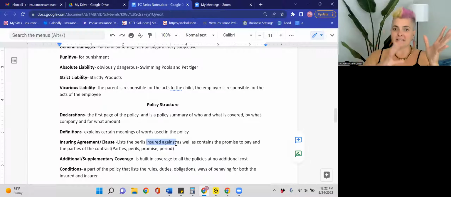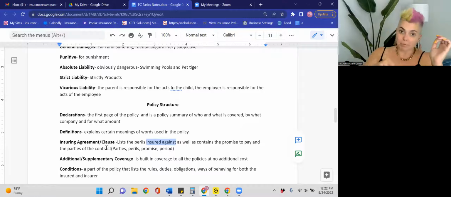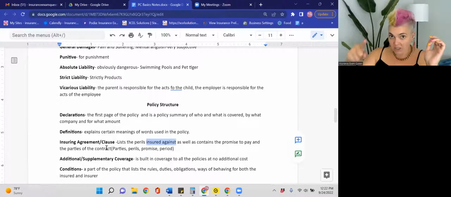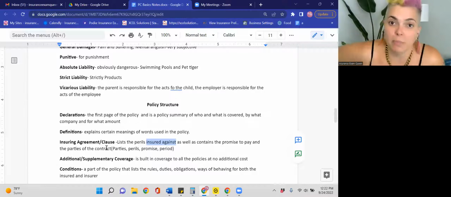So the insuring agreement lists the perils. It also has a few other P's. It also has the promise. We promise that if this peril happens, we will pay the claim. So a promise is a promise to pay. We promise to pay if this peril happens. Then it also lists the parties. We promise to pay Melissa if this peril happens. Melissa is the party. I'm the homeowner. I'm the party. The insurance company is also a party.